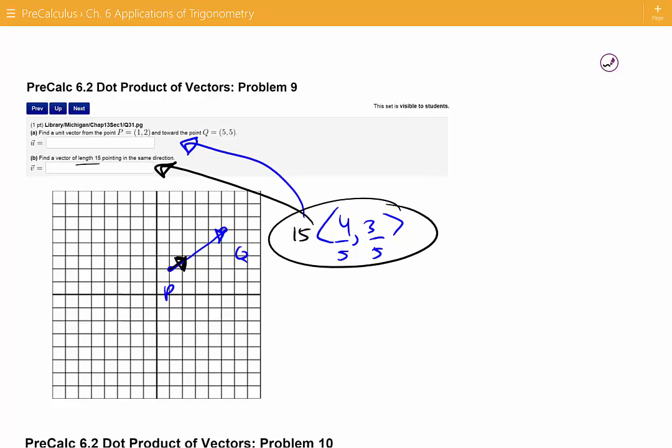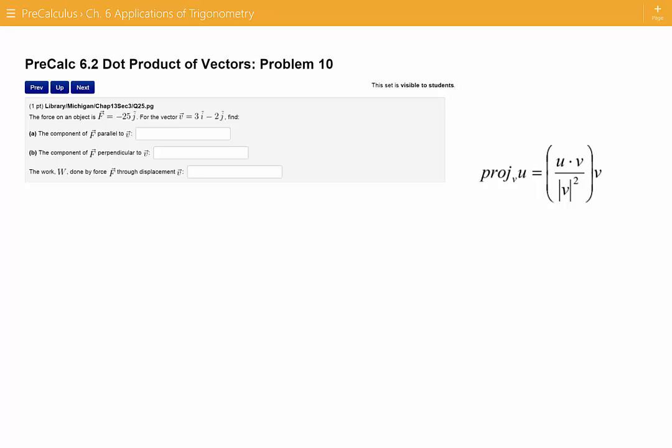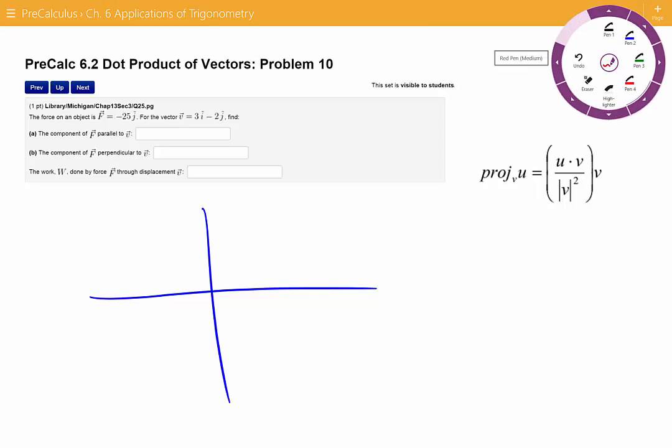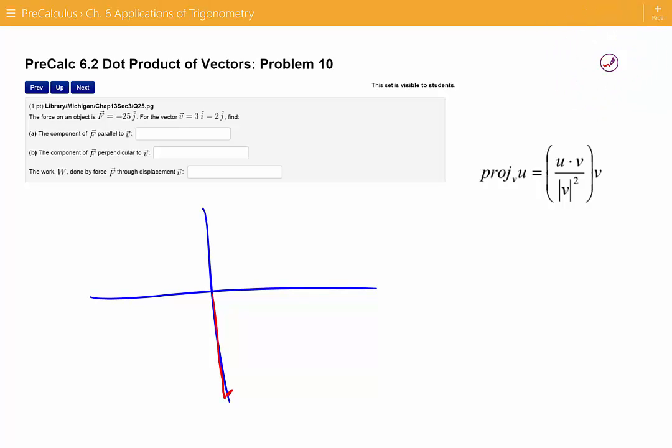Okay, the next problem is a tough one. I'm going to graph this. And it says we have a force of negative 25J, so I'm going to draw that down here. This goes down, this would be negative 25, or just that length would be 25, straight down. And we have another vector V. I'm going to draw this a little bit bigger than what it probably is, just so I can look at it. It goes over 3 down 2.